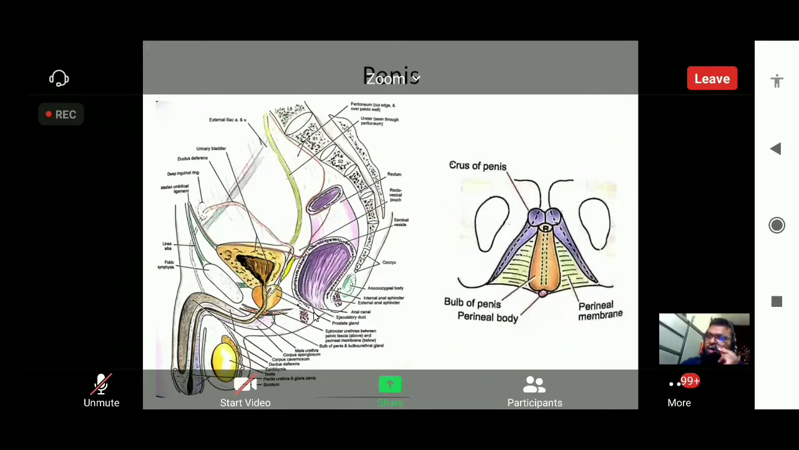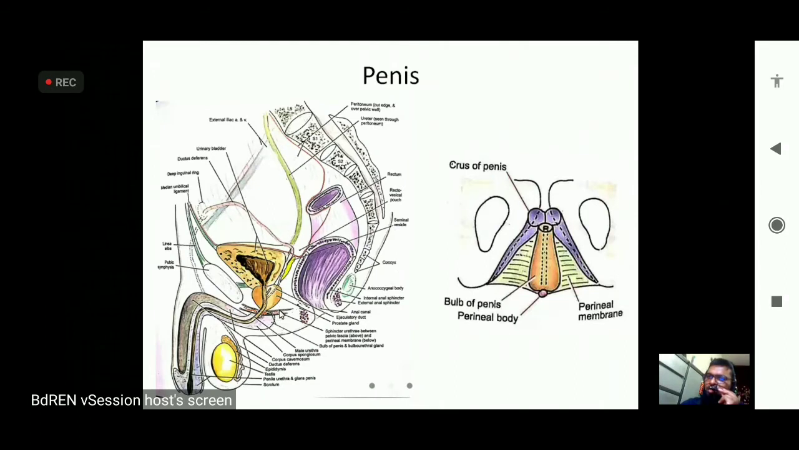Perineal membrane, and this one is the perineal membrane, not this one. Here you can see two membranes, one above and one below the deep space. The lower one is called the perineal membrane, and that is here. So we are now seeing it from below.